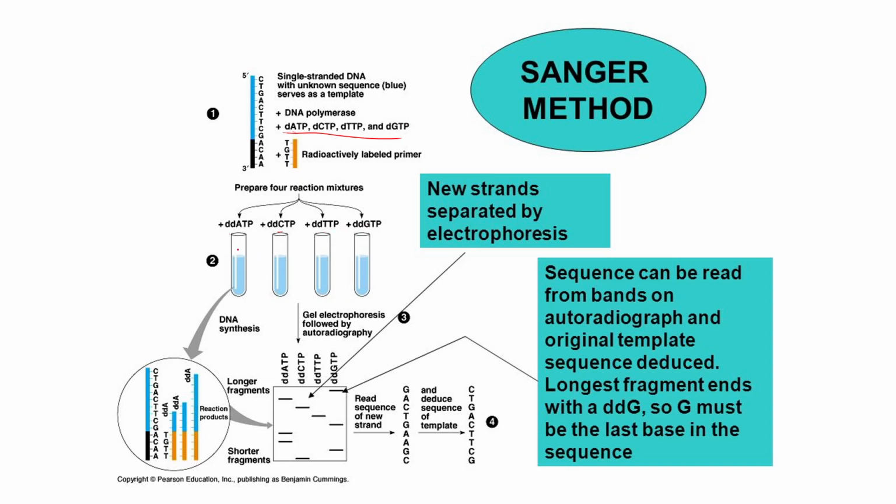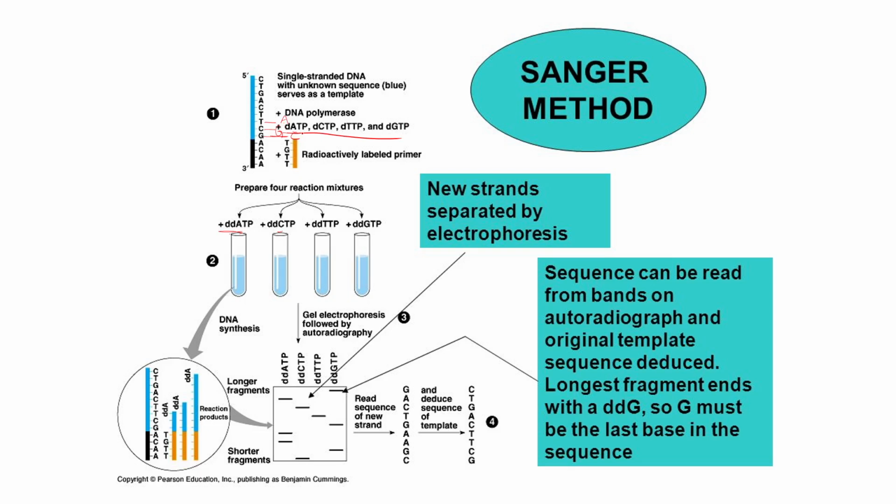Okay, then the one in which I have added ddATP, what will happen? So in this sequence that you see here, the primer has bound this part, and now incorporation of the nucleotides will start. So in front of G we will have an incorporation of C, in front of C we will have incorporation of G, in front of T we will have incorporation of A.